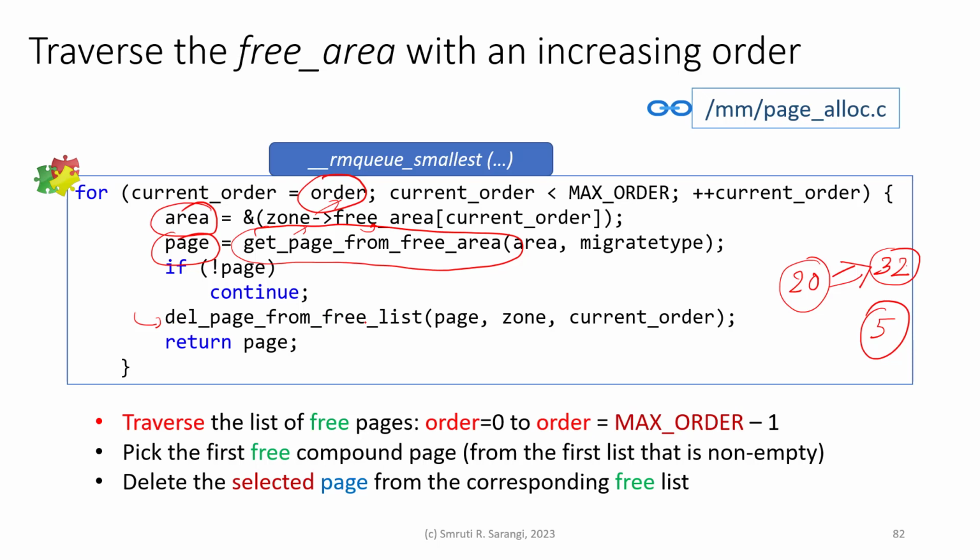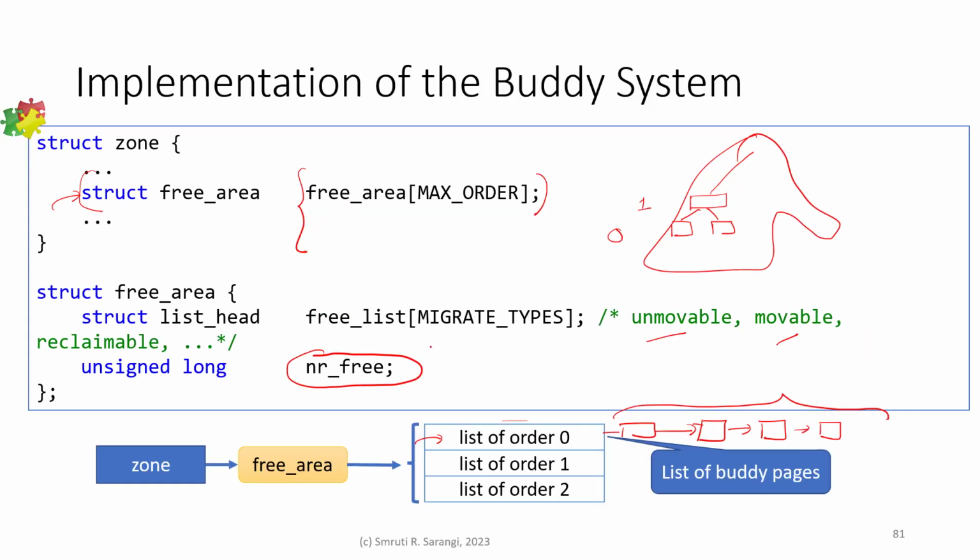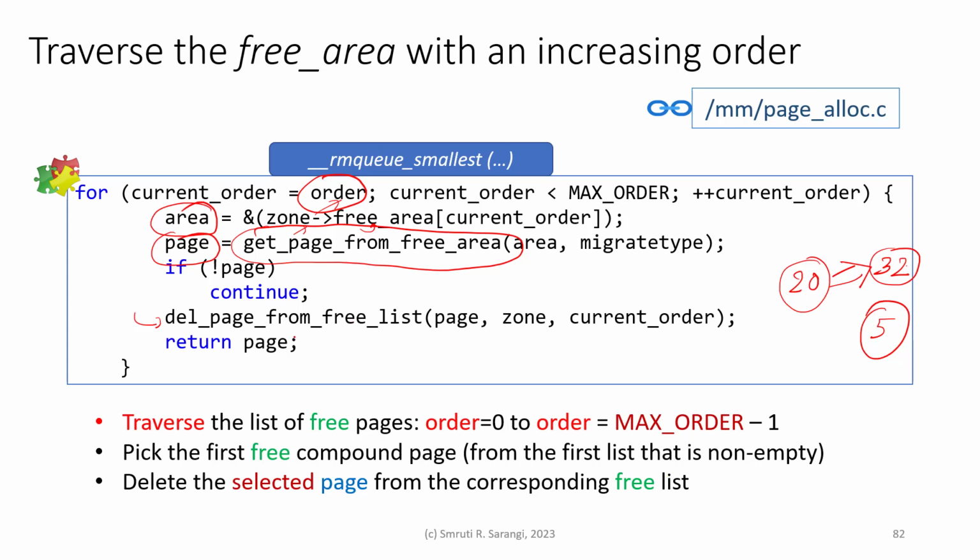Then I'm going to delete the page from the free list. Mind you, what we have over here is a list of free pages of that order size, whatever the order size is. So I'm going to delete the page from there and return the compound page.